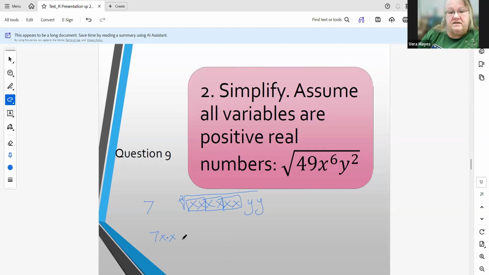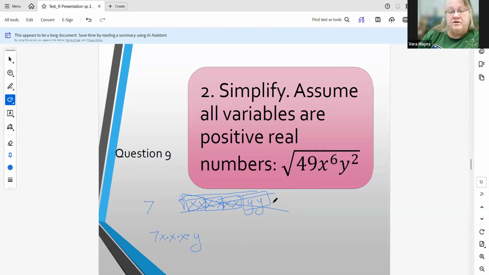Here's another pair of x's. And there's no x's left over, so cool. All right, and then with the y's, here's 2 of them. So they're going to send a representative to the front. And you can see there's nothing left over inside the radical, so it disappears.